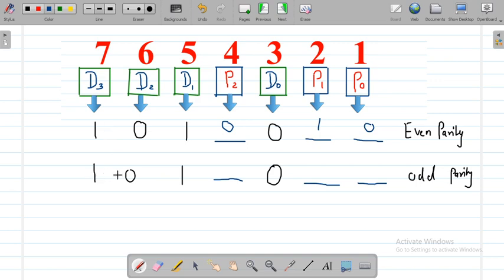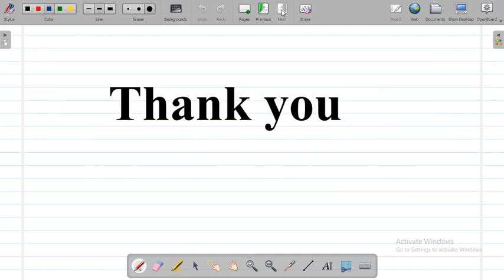If the same question is asked, generate the Hamming code for 101 for odd parity, then you can use the XNOR condition, or you can check for odd parity and it will just get inverted. So I will have 1, 0, 1. So this is how you can generate a Hamming code for odd or even parity for a given data size.